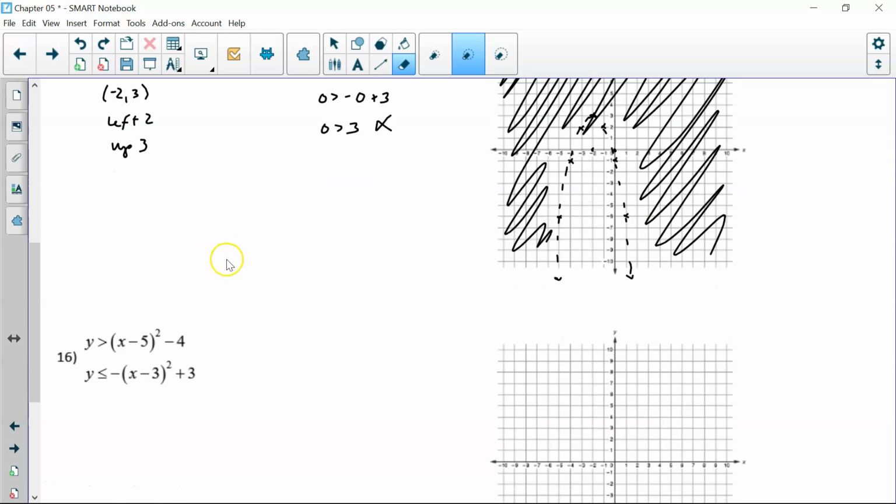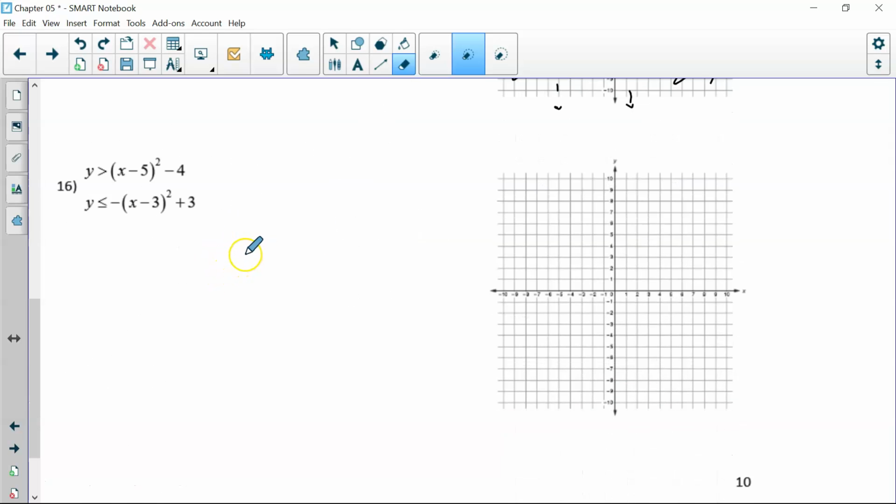Let's do one more. And this is what we call a system of inequalities. Now the first graph, A is 1. And our vertex is at 5, -4. So I'm just going to make a quick sketch of this. We're at 5, -4. And here's where our points are going to be when we graph them. You can even use Desmos if you'd like to for these, just to kind of save a little bit of time. Now that top one is going to be a dashed line.